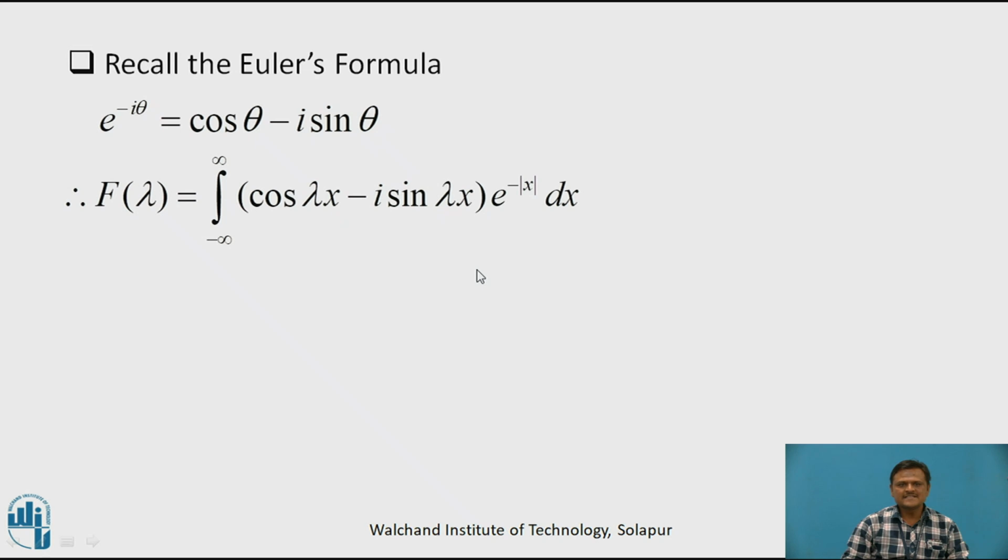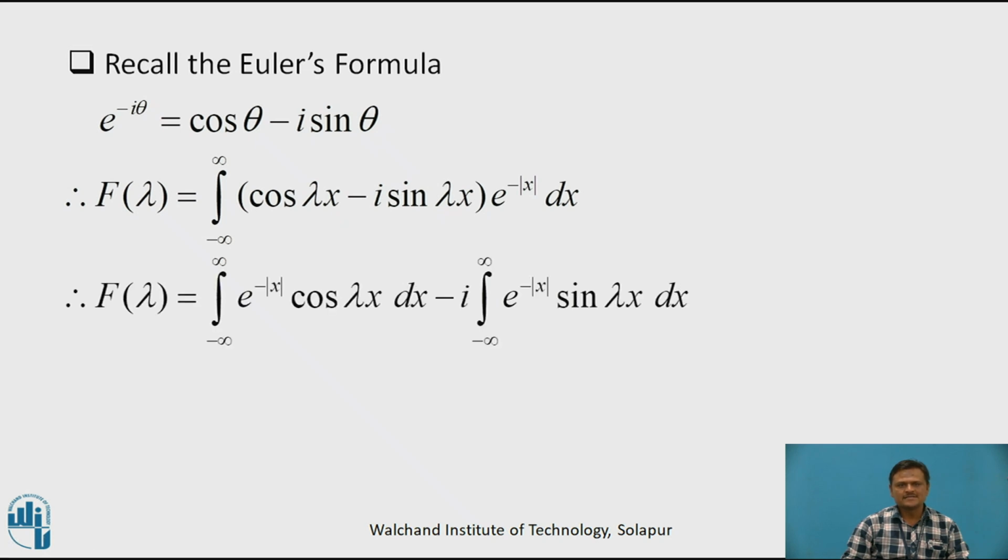Now, simplifying it further, we get f of lambda is equal to the integral from minus infinity to plus infinity of e to the power minus mod x into cos of lambda x dx, minus, taking this i out of the integral sign, the integral from minus infinity to infinity of e to the power minus mod x sin lambda x dx.